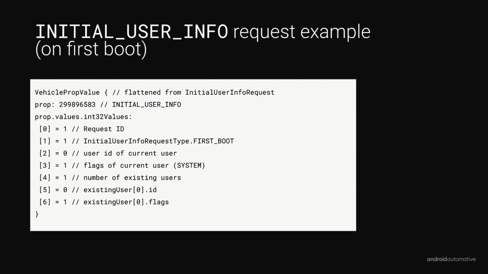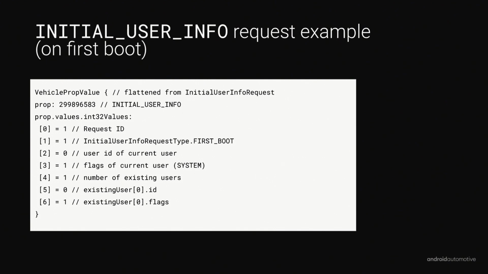So the first integer will be the request ID. In this case, it is 1 because it's the first request. But the value doesn't really matter for the OEM because this is a value that's dynamically generated by car service. Then we're going to tell what type of initial user request this is. Is it the first boot or resume or cold boot? So in this case, since we're just starting, turning on the car for the first time, it's going to be first boot. And next we pass what's the current user and its flag.